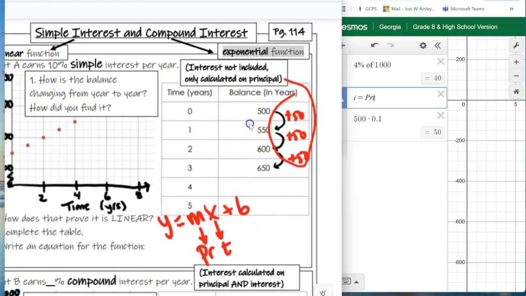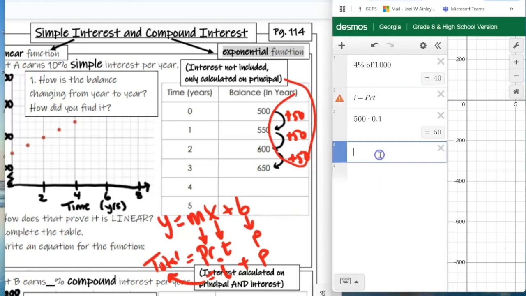So I started off with 500. So PRT is equal to the 50 times whatever the time is, and then I'm going to add my principal. This will give me my total. So this PRT is my simple interest, plus the principal I started with, is going to give me my total. So let's look at what that means. If I was writing this in y equals mx plus b, I would write 50x plus 500.